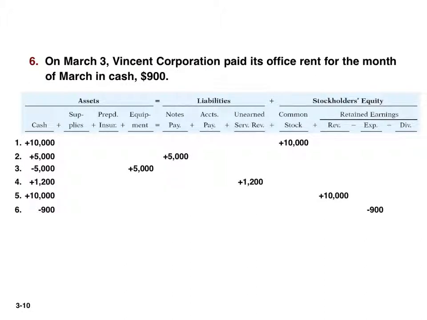Now we're going to pay an expense. March 3rd, we paid the office rent for the month, $900. So again, cash goes down $900. Expenses actually go up, but because they reduce retained earnings, we're going to make that a negative too. So we have a negative on one side, the asset side, and a negative on the shareholders' equity side. Every expense is the same. I incur it, I recognize the expense, and I either pay it with cash or I have to pay it later, which would be an accounts payable.